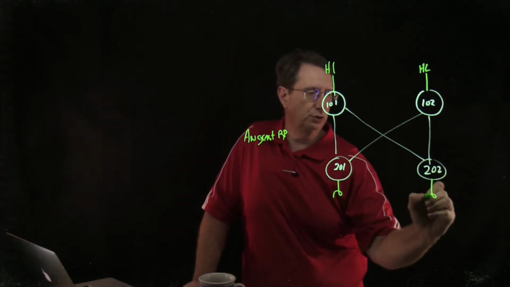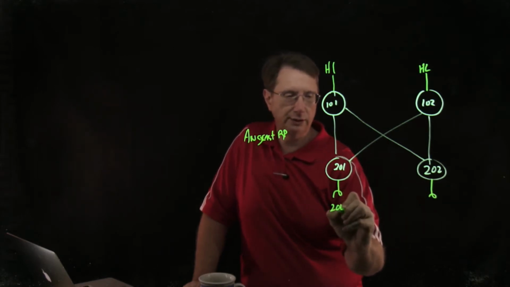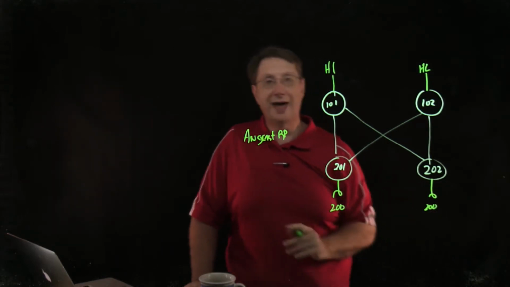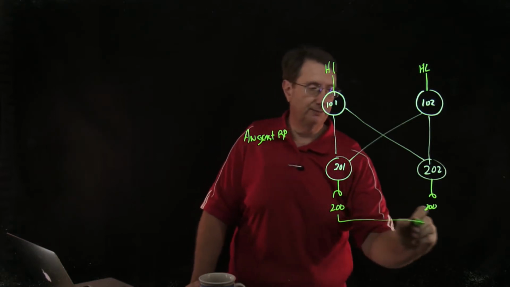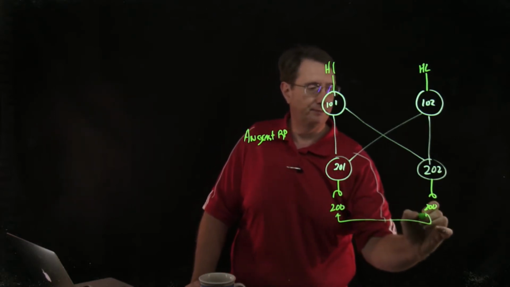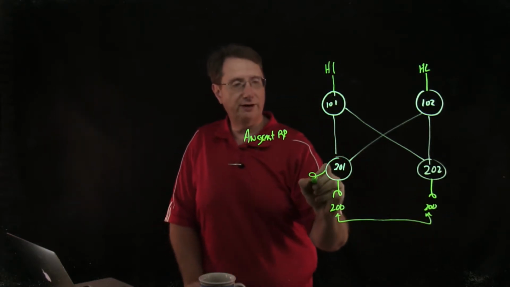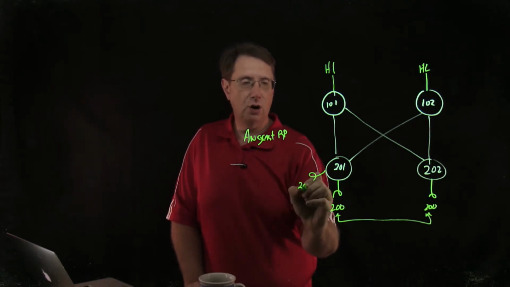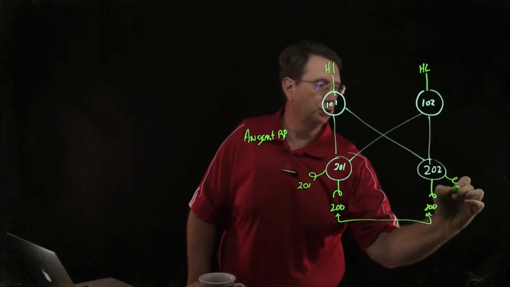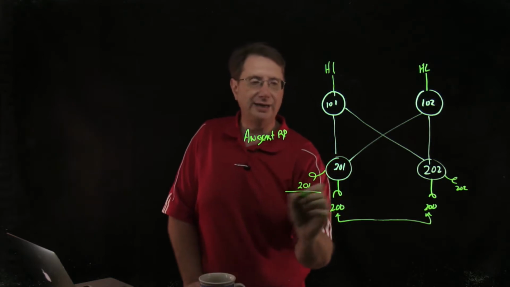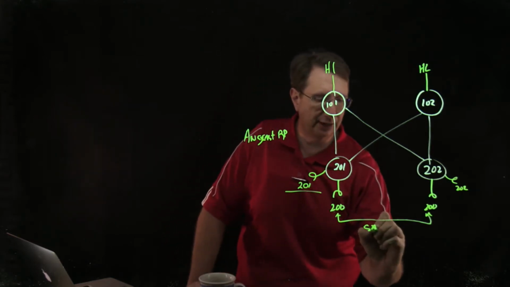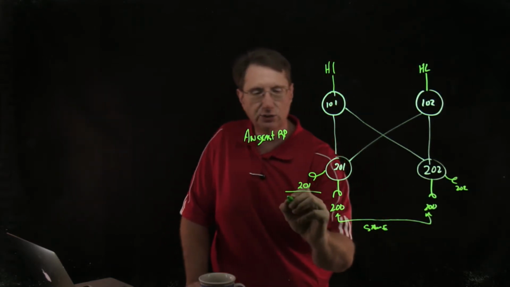So remember, we came in here and we configured the Anycast RP address. We used two loopbacks. We used loopback 200 that had the same IP address. And then we also configured another loopback 201 and 202, and they had unique addresses. So these were the same address and these were unique.